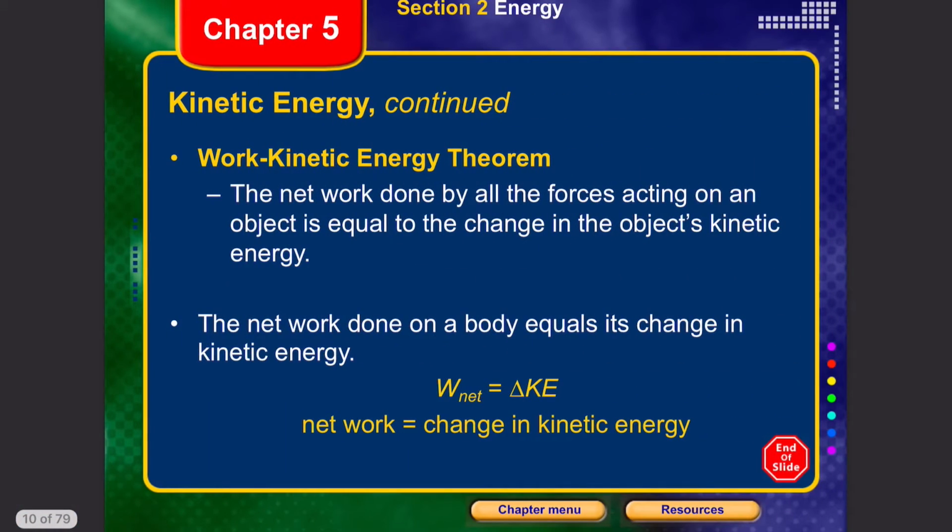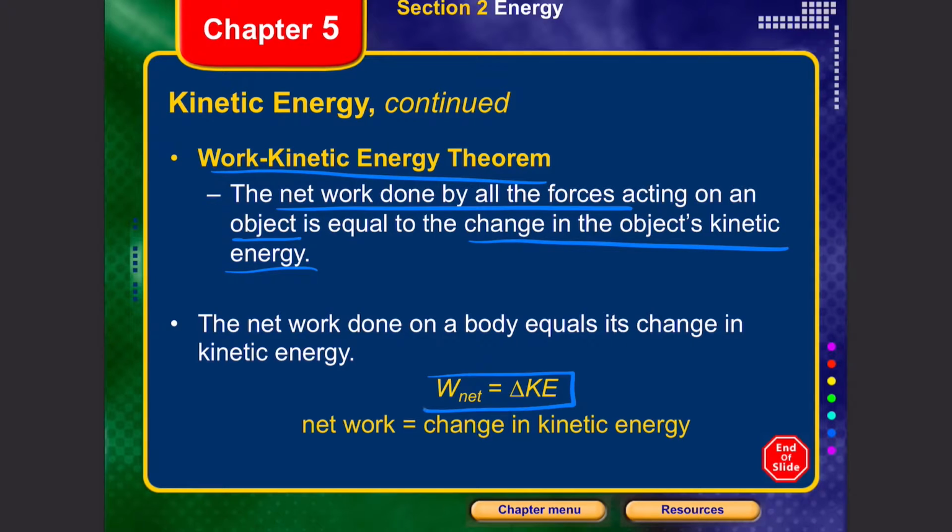Now, let's talk about the work kinetic energy theorem. So what does the work kinetic energy theorem say? It says that the net work done by all forces acting on an object is equal to the change in the object's kinetic energy. So the net work done is the change in kinetic energy, which is basically the final kinetic energy minus the initial kinetic energy.